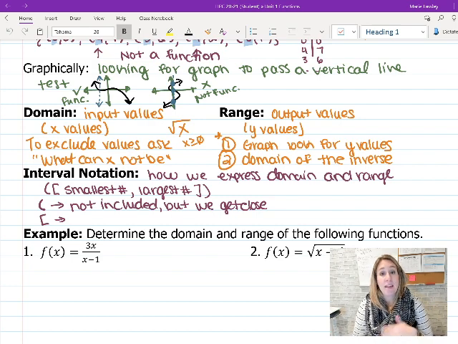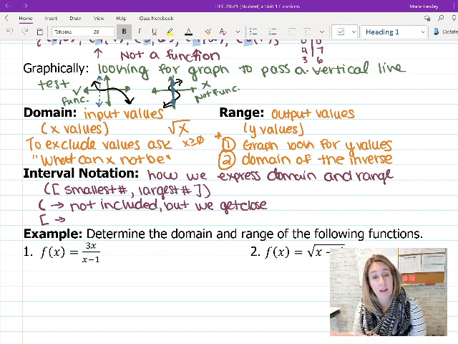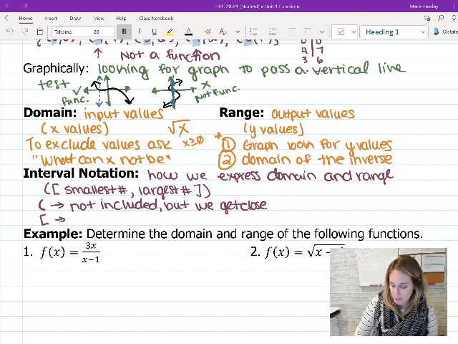Whereas infinity always gets a parenthesis, because your graph will never actually touch infinity because it's not real. It's going to get close to infinity, the concept of infinity anyways, but it's never actually going to land on that point. So these are included.